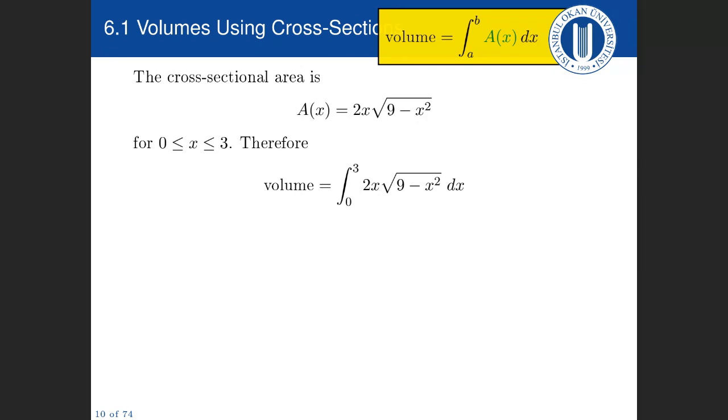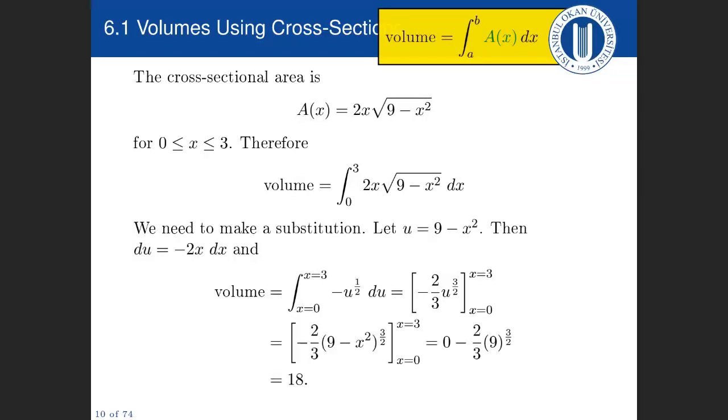We've done almost all of the problem now. All that's left is to calculate this integral to get a number. For an integral like this, we want to do a substitution. Let u be 9 minus x squared, and then du is minus 2x dx. Make the substitution. We have the integral of minus u to the power of a half dx.